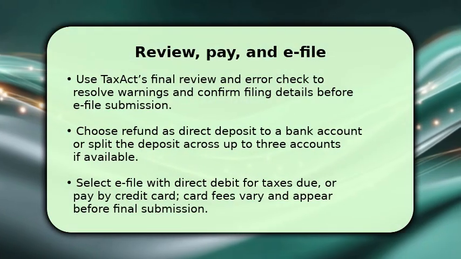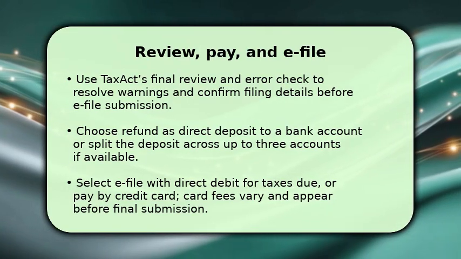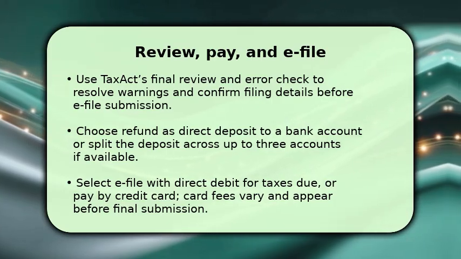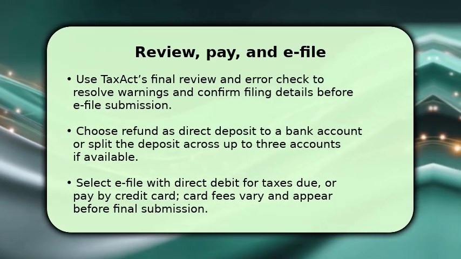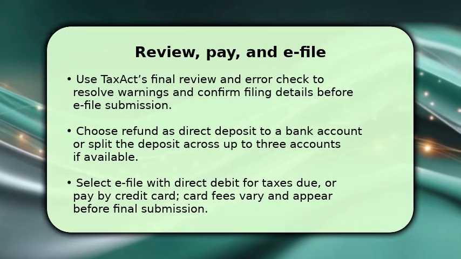Complete the built-in review and error check to catch missing SSNs, mismatched names, or unentered forms before you proceed to payment and e-file. If you expect a refund, opt for direct deposit and enter routing and account numbers. Some returns let you split a refund across up to 3 accounts.